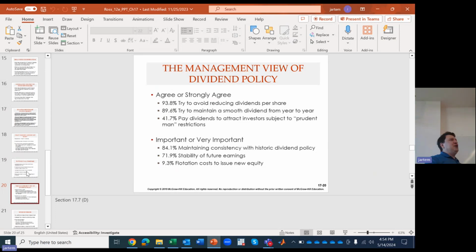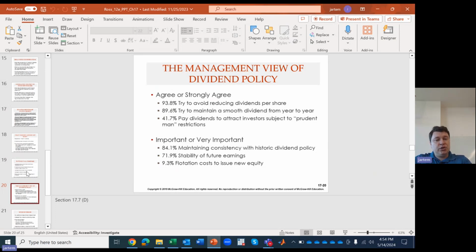And I don't know how I feel that almost half of these managers are trying to pick their shareholders. It's like, no, the shareholder is supposed to ultimately pick the manager through the board, not the other way around. But nevertheless, the folks that answered openly said this. Okay, now they say that maintaining consistency with historical dividend policy is important.